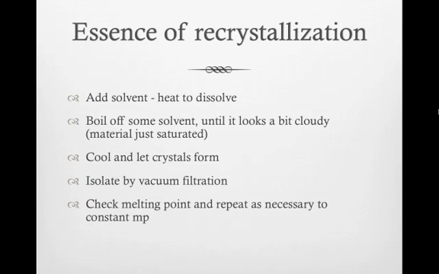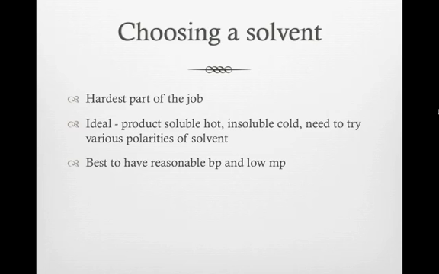You're going to boil off some of the solvent until it's just about saturated, it's just beginning to drop out of solution and is a little bit cloudy, and then you're going to cool that solution and let the crystals form. You're going to isolate those crystals by vacuum filtration then and check the melting point and repeat that process as many times as necessary to get really pure stuff as denoted by a constant melting point. The crucial thing in doing a good recrystallization is choosing the solvent. That's actually the hardest part of the job.